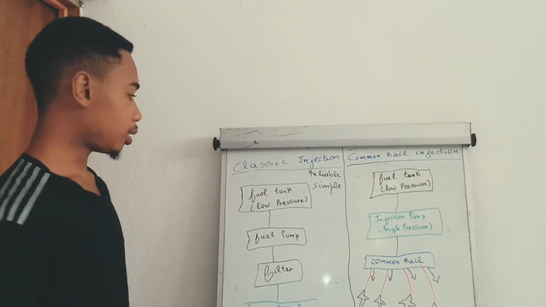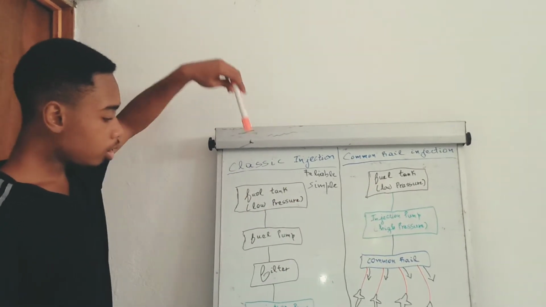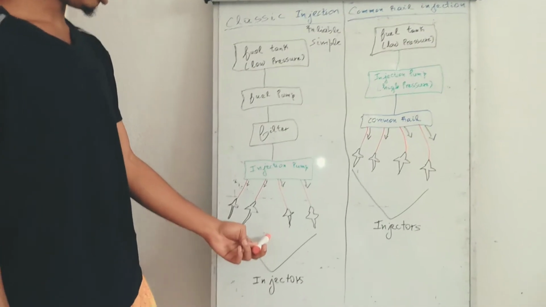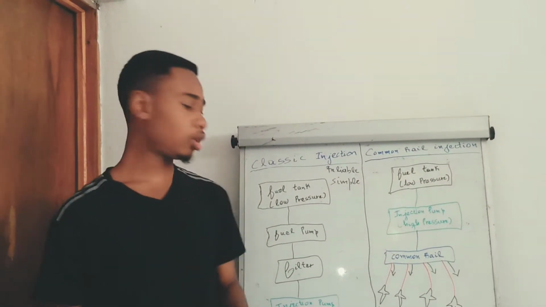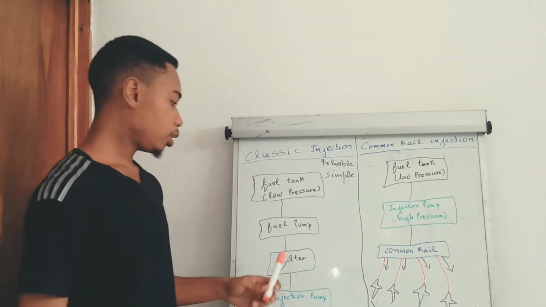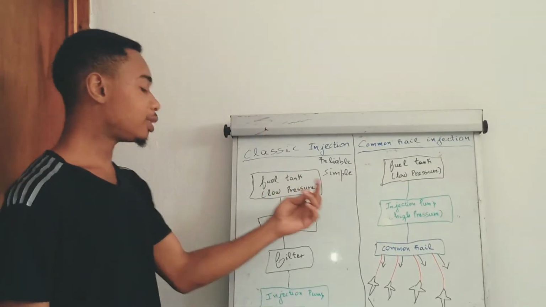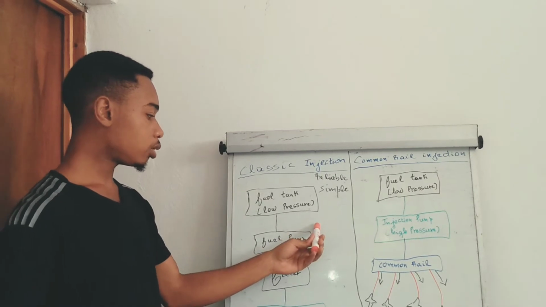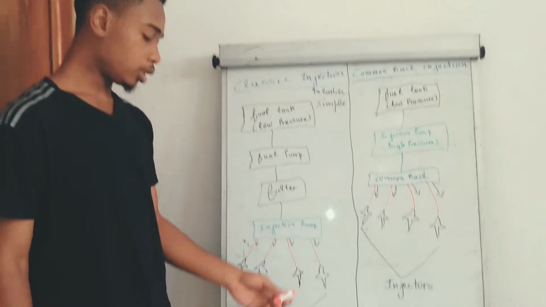Now, what do I need exactly? So, the fuel needs to go all the way until it reaches the injectors. Okay? But for that to happen, I need another important component, which is the fuel pump. Now, the fuel pump sucks the fuel from the fuel tank and it takes the fuel and carries it until it reaches the injectors.